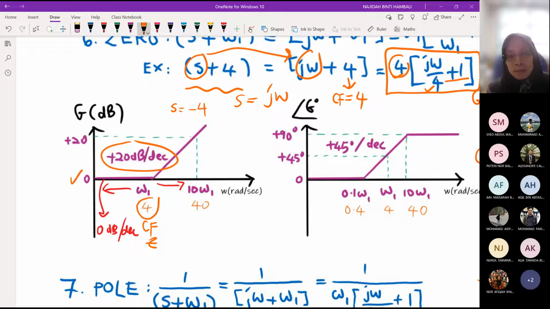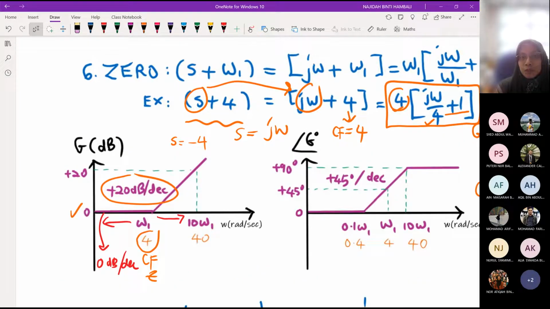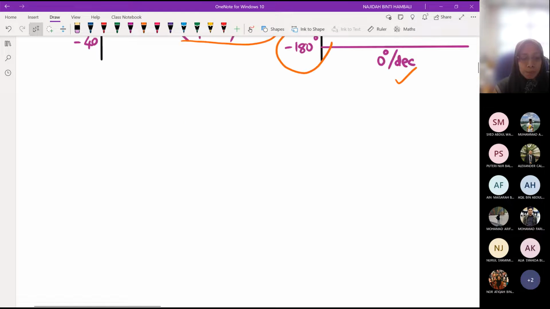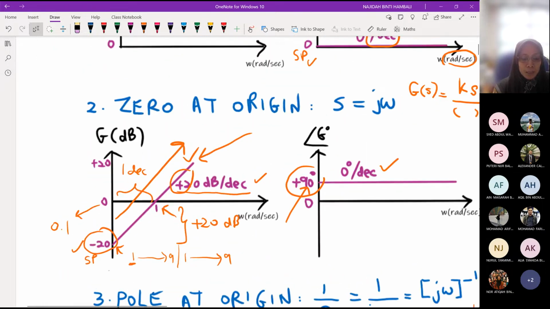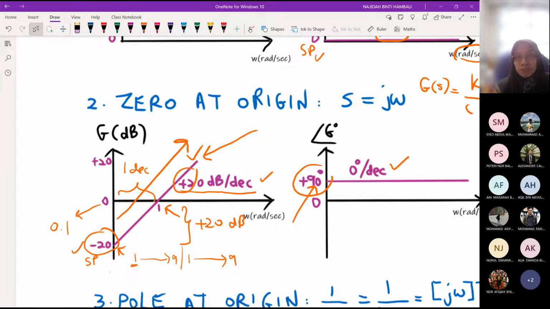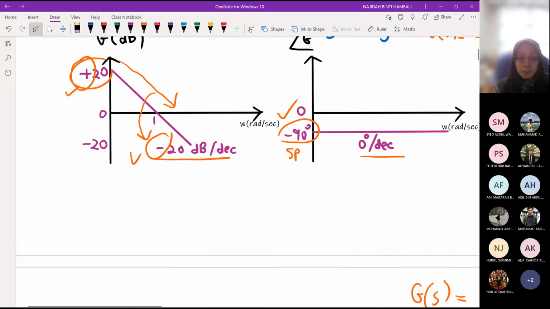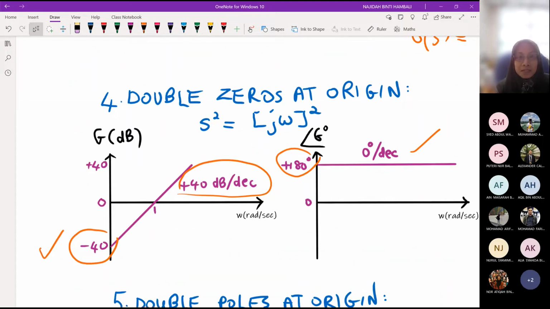Okay, so please remember theory number 2. Any zero function, the slope is positive. Single root 0, same as theory number 2. 0 at origin, there is only one 0 at origin. The slope is positive 20 dB. Positive because it is a 0, 20 because it is a single root. Clear? If you compare theory number 2 and number 4, positive because it is a zero function, 40 because it's a double root.